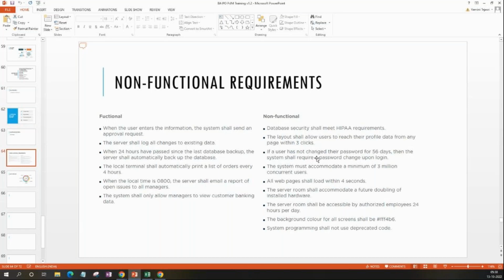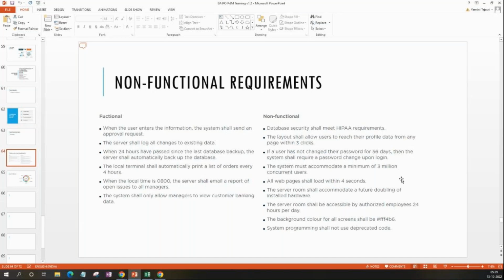If a user has not changed the password for 56 days, then the system shall require a password change upon logon. This is more of a suggestion given to change the credentials. Even if you don't change, your credentials will still work, but it is telling you that your account will be at risk.